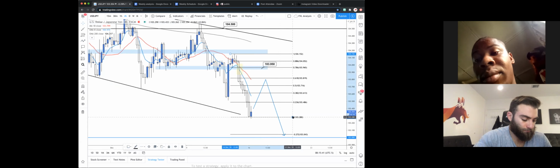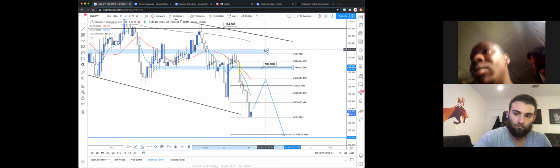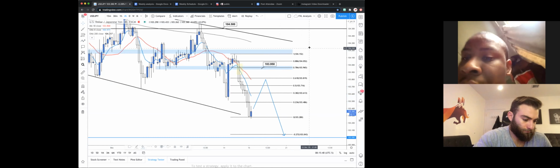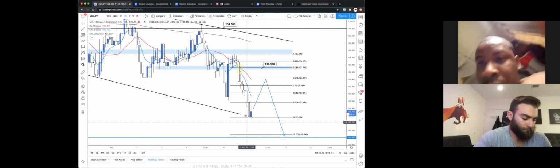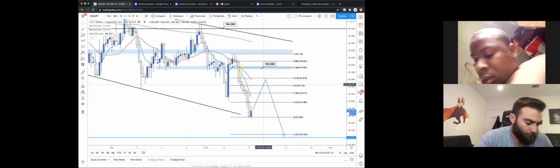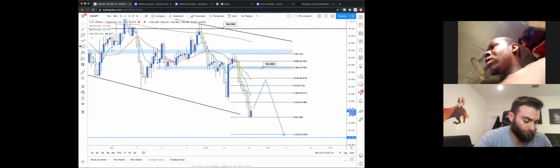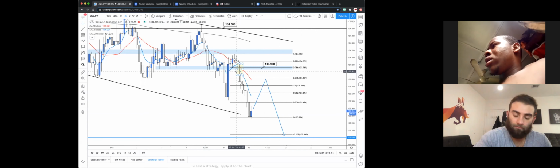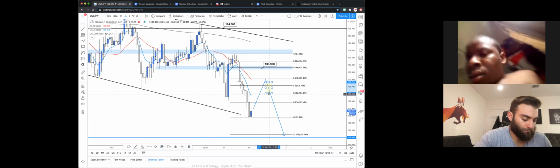Okay, so this is what it would look like. Let me just fix this up a little bit. Make this a little more clean. Boom. All right, cool. So this is essentially what we're looking for. Pullback, rejection off structure, and then we're going to enter on a lower high and some sort of bearish setup. So something like this, somewhere in here.